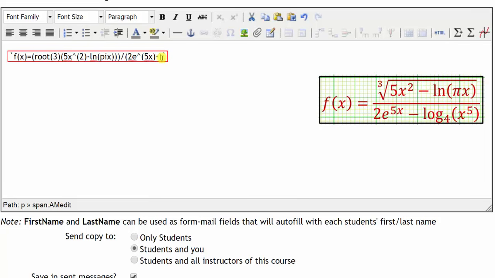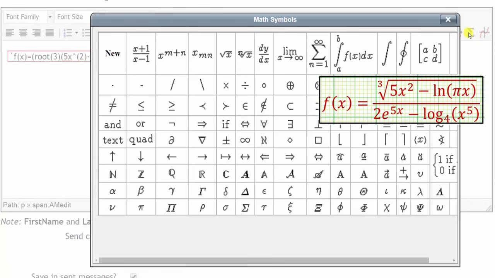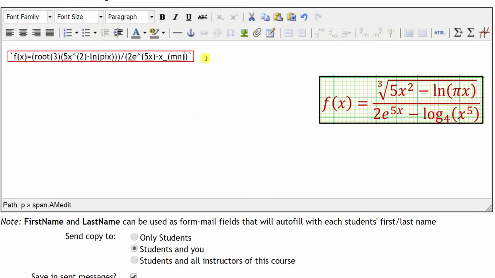Now log base 4 of x to the 5th is going to be a little bit tricky because we need the base of 4 to be a subscript of the log. So let's press on the sigma key. And notice that here we have x with the subscript of mn, so we can use this to enter the log. Let's click this. What we'll do is we'll clear the x and enter in log for log on the keyboard. And the subscript was mn, but we have a base of 4, so we'll clear mn, enter 4, right arrow once, and we have log base 4 of x to the 5th.